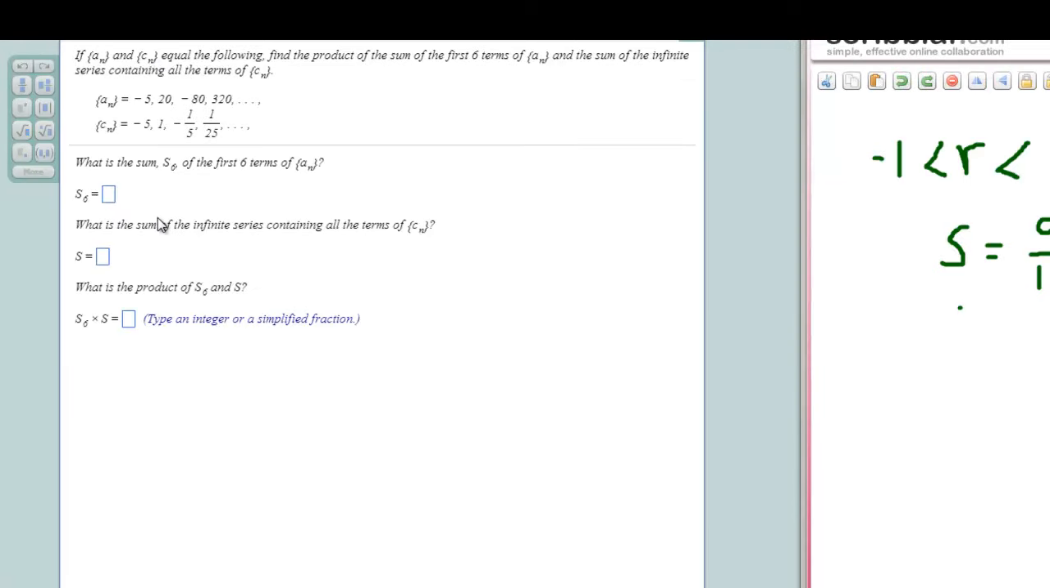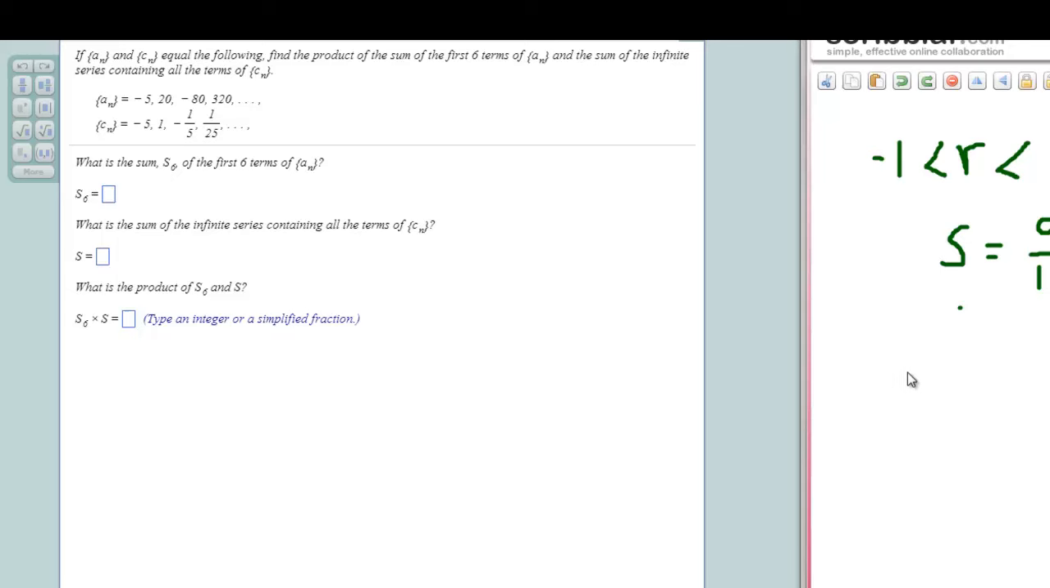All right, so for this one here, we have 2 series. The first one says, what is the sum S6 of the first 6 terms? So we want to find the sum of the first 6 terms of this one here. Well, they're alternating signs. What's going on here, though? So we're at -5, we go to 20, go to -80, go to 320. So basically, in essence, we're multiplying by -4 each time.